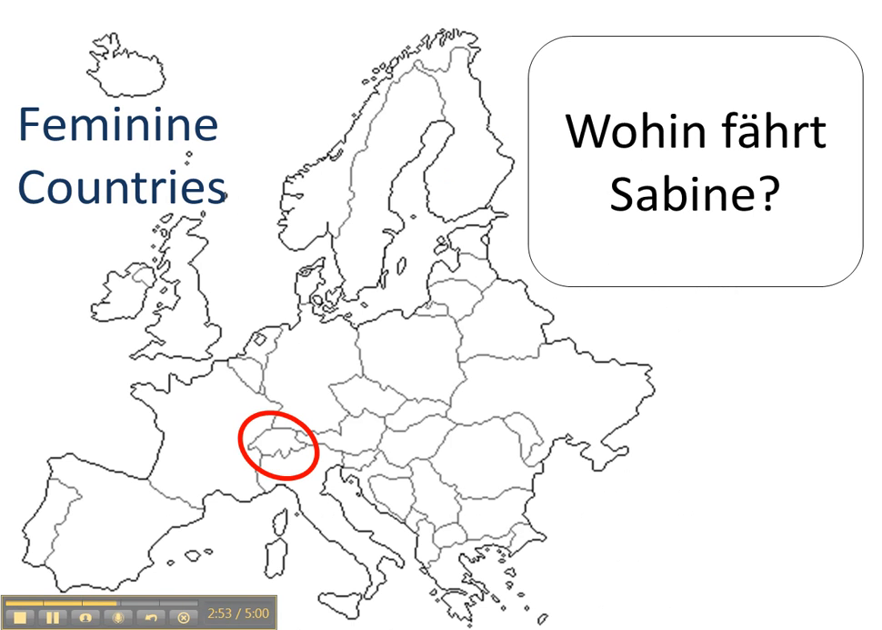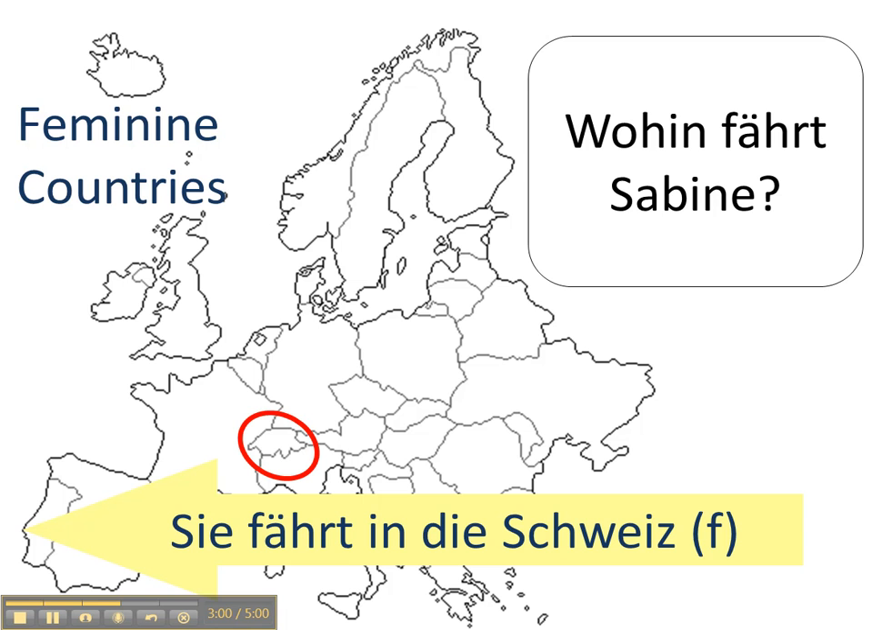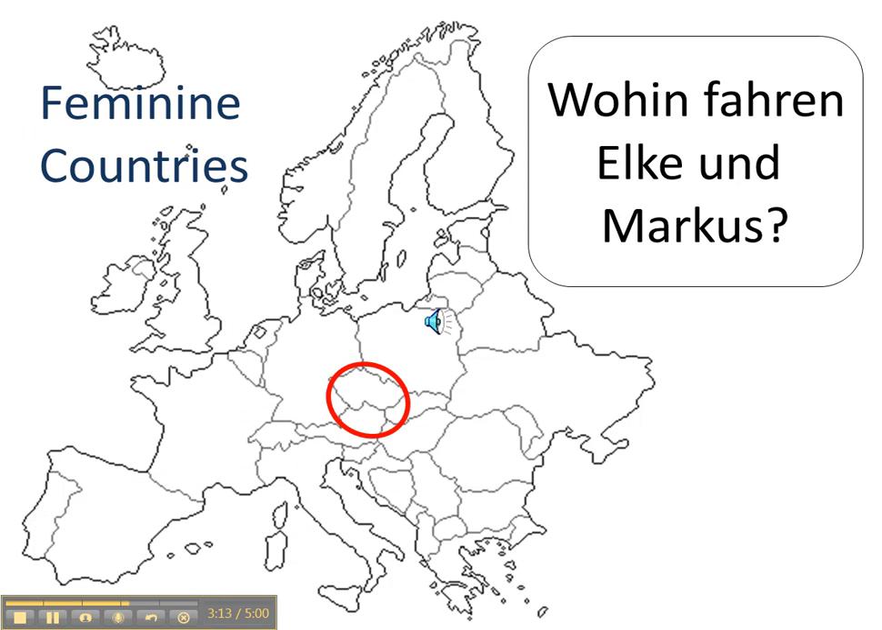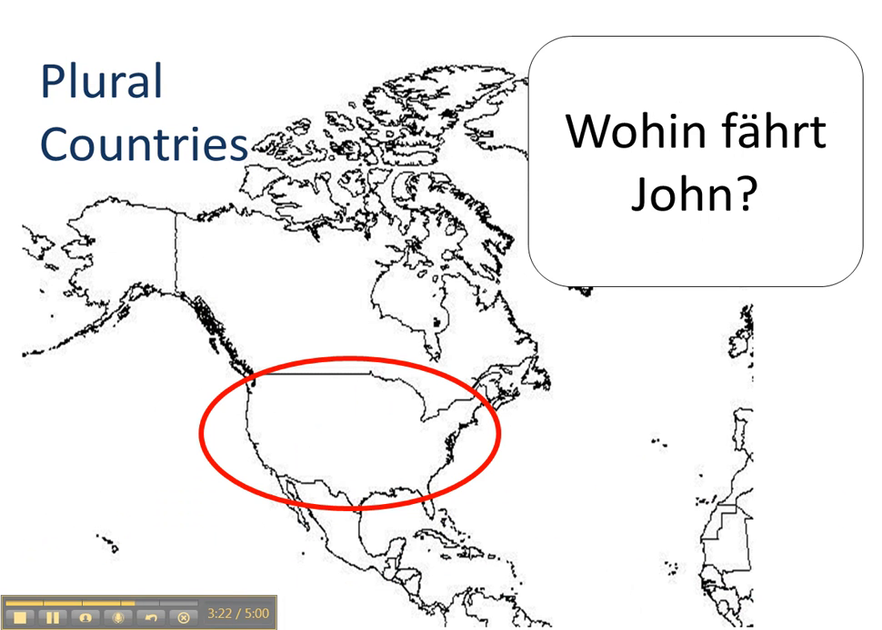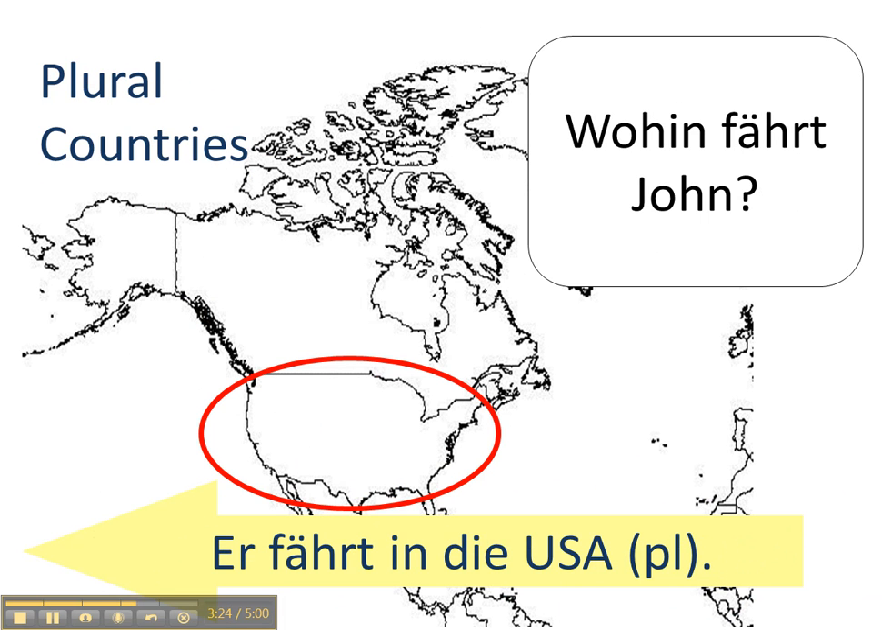Okay, for example, if you're using it with feminine countries like die Schweiz, wohin fährt Sabine? Sie fährt in die Schweiz. You won't say nach in this case, okay? So this is a feminine articled country, die Schweiz, so you're going to say sie fährt oder ich fahre in die Schweiz. Another example, wohin fahren Elke und Markus? Sie fahren in die Tschechische Republik. Wohin fährt John? Er fährt in die USA.